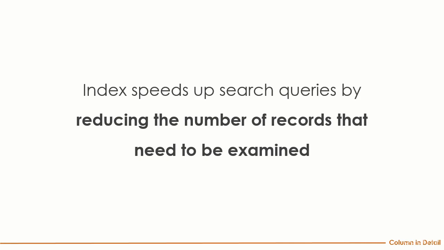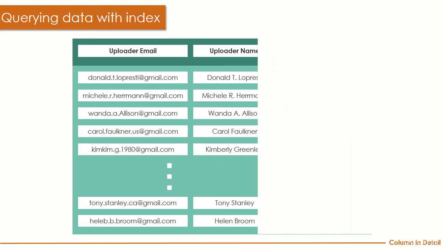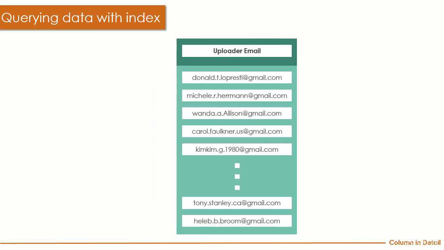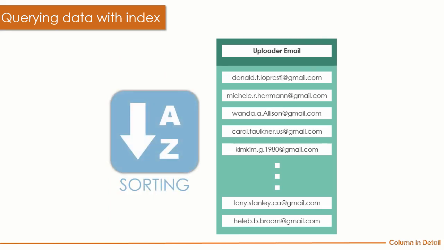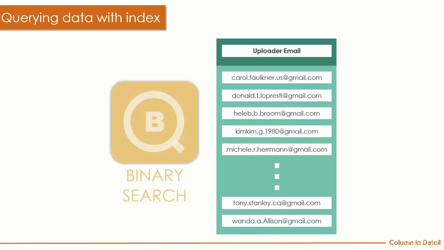Let's take an example using the binary search index. With the same data set, we set the uploader email address as the index column. Then we will have an index table to store these values, and the index table will be sorted using a different algorithm. Let's say for the simple one, we sort in alphabetical order from A to Z.